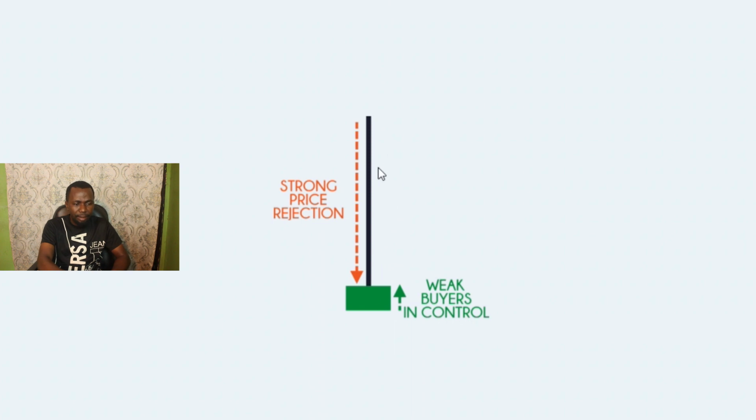So when you see this type of candlestick pattern on your chart, you know that the buyers are weak and the sellers are about to take control of the market. This is a strong indication that the sellers are about to take over and that the buyers are weak in the market. So we are going to treat this one after the other in this video.